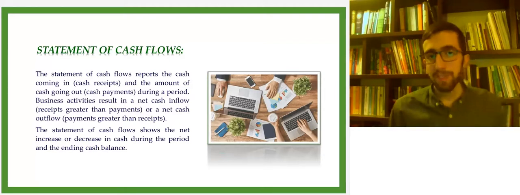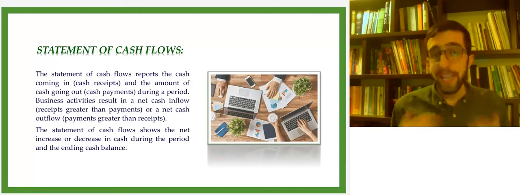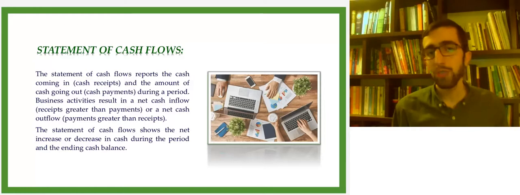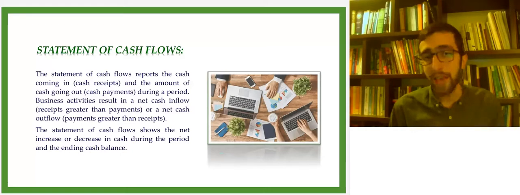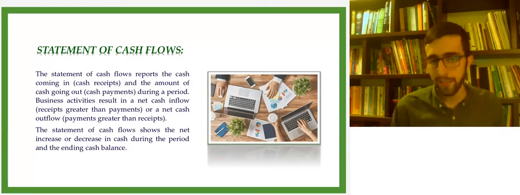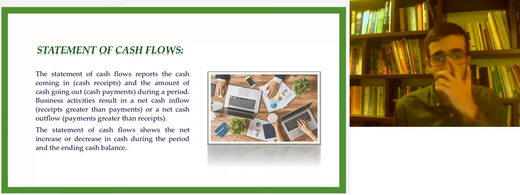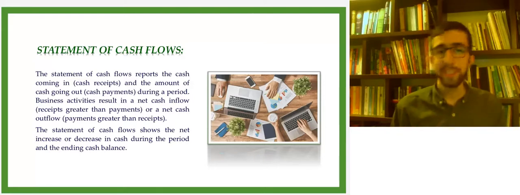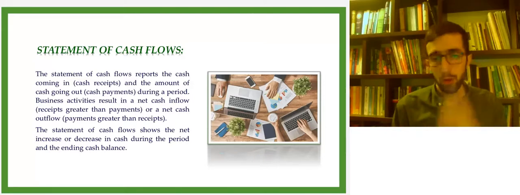And the last financial statement is the statement of cash flow. In the statement of cash flow, we have three important activities, including operating activities, investing activities, and financing activities. Basically, this statement reports cash receipts and cash payments during a period. And finally, if business activity results in a net cash inflow, it means receipts greater than payments, and vice versa. If business activity results in a net cash outflow, it means payments greater than receipts.